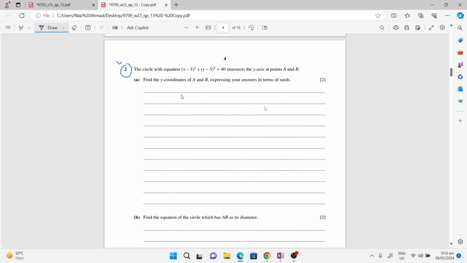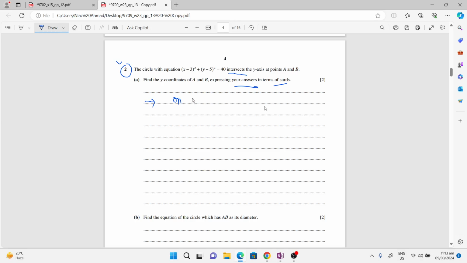Then tell me how you are going to find the coordinates of A and B, expressing your answer in terms of surds. So what are you going to do here? Just tell me if you are a bit confident. The circle with equation (x minus 3) whole squared plus (y minus 5) whole squared equals 40 intersects the y-axis at points A and B. So Suleiman, tell me what should I do? You take x as 0 and then solve for y. I will ask questions one by one with you and Abir, so get ready.